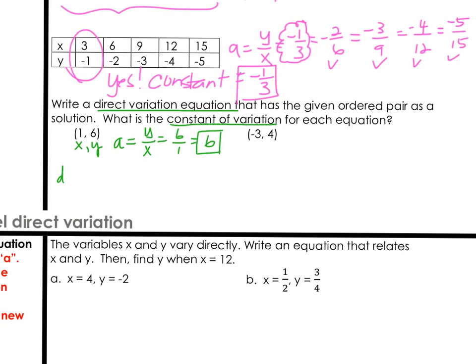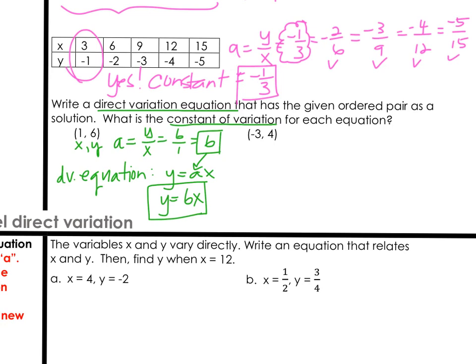But our direct variation equation, we have to follow our template. That's direct variation. So if we substitute y equals ax, and we know a equals 6, then our direct variation model, where (1, 6) is a solution, is simply y equals 6x. There are infinitely other possibilities, and (1, 6) would work for sure.